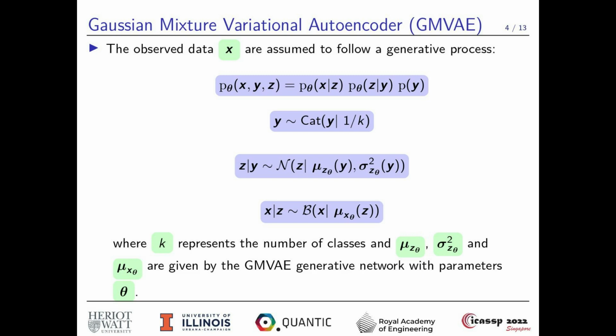The discrete latent variable y representing the data class follows a categorical distribution with k classes. The continuous latent vector z follows a Gaussian mixture distribution with parameters μz and sigma z. The data given the latent vector follows a Bernoulli distribution with parameter μx. The parameters of the distributions are given by the GMVAE generative network with parameter theta.